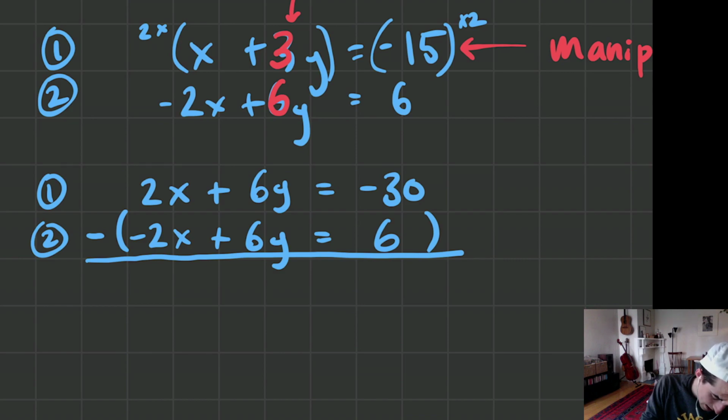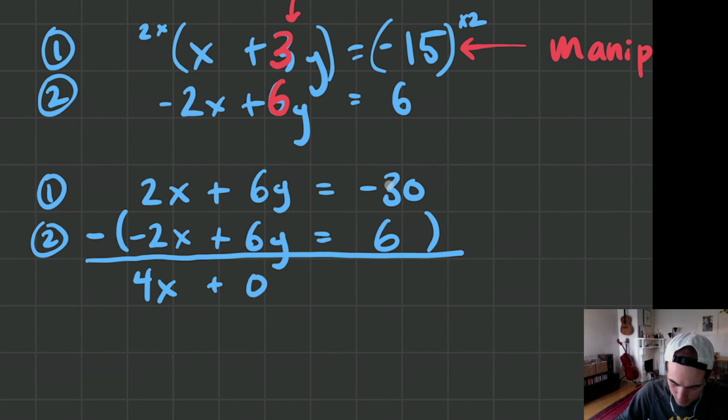So I'm going to have 2x minus negative 2x. That's the same thing as 2x plus 2x, which is 4x. Now I've got 6y minus 6y, which is 0, right? Then I've got negative 30 minus 6, which is minus 36. So our equation is 4x equals minus 36, right?